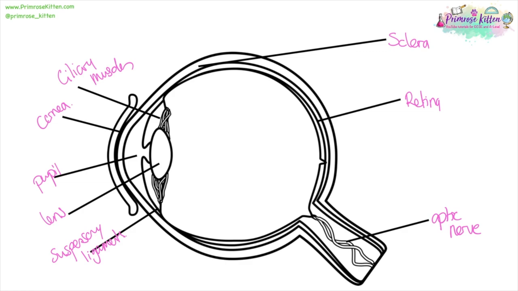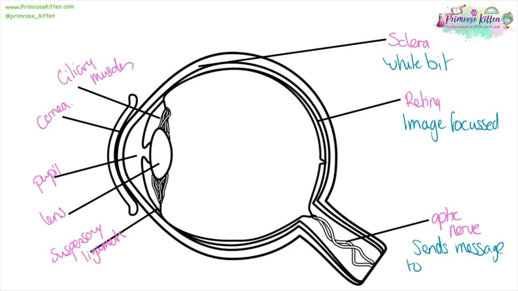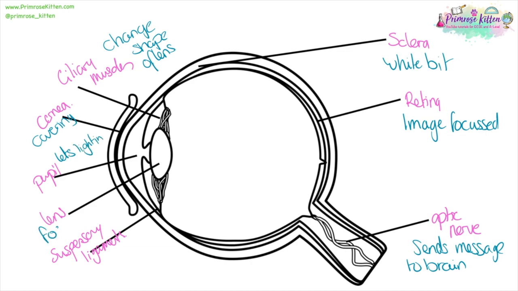Here we have our beautiful picture of the eye. The sclera, which is the white bit, the retina, which is where the image is focused, the optic nerve, which sends message to brain, the ciliary muscles, which change the shape of the lens, the cornea, which is a protective covering, pupil lets light in, the lens is responsible for focus, and the suspensory ligaments hold the lens in place.